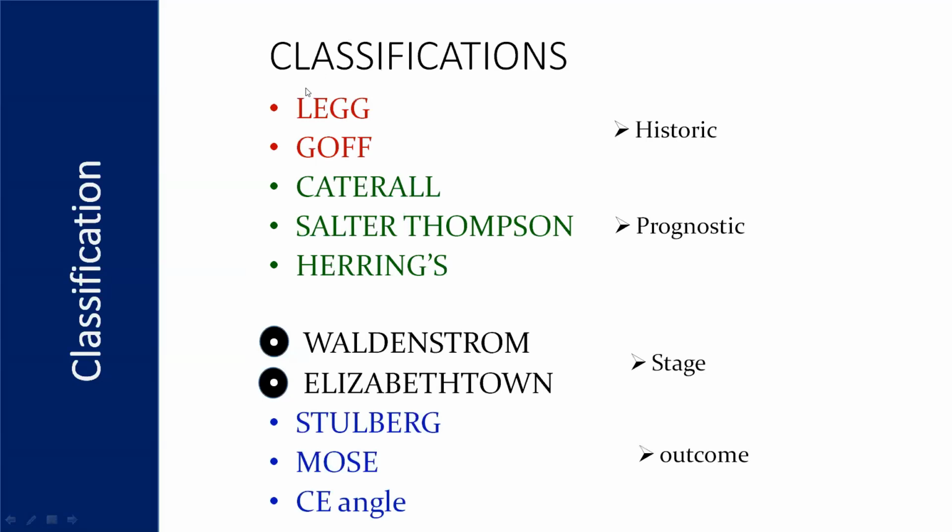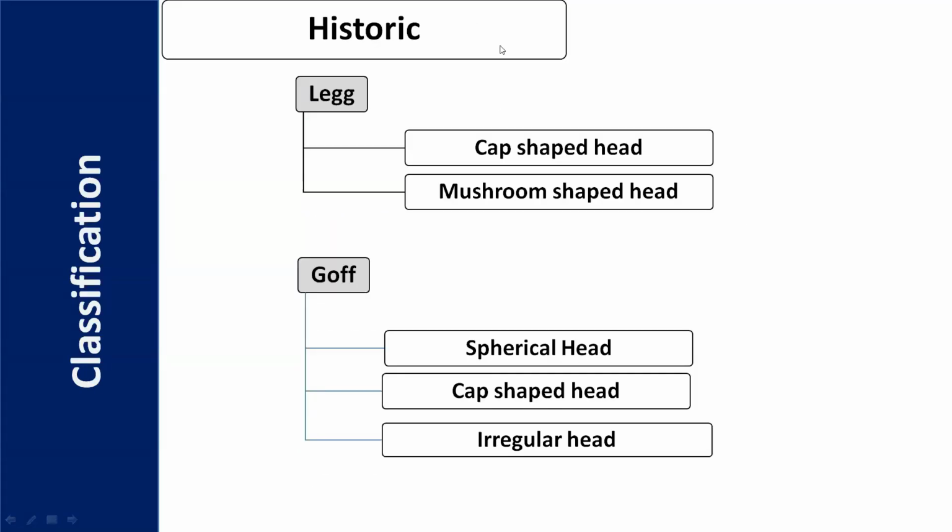As for the classifications, there are historic classifications like the Legg-Calvé-Perthes classification. There are prognostic classifications like the Catterall, Salter-Thompson, and the Herring. Then there's staging, Waldenström, which was modified by Elizabethtown. And then there are classifications to determine the outcomes, such as Stulberg, Mose, and CE angle. So we're going to begin with the historic classifications.